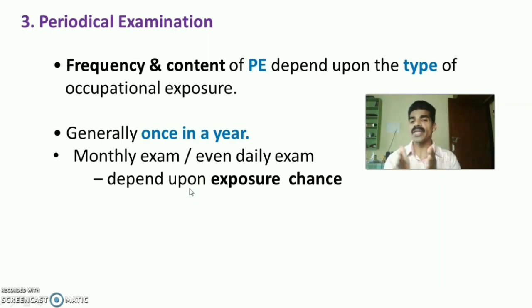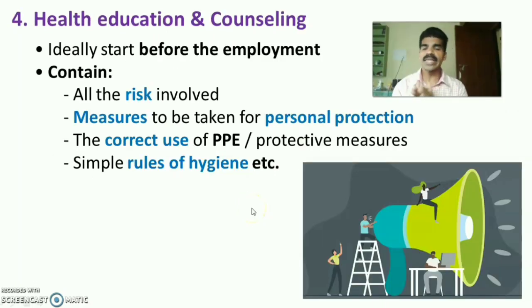Generally, periodical examination is conducted once in a year, but sometimes it may be needed monthly or even daily. That all depends upon the exposure chance in the industry or factory. So it varies according to the exposure chance in the industry and the factory. Fourth measure is health education and counseling. Ideally, health education and counseling also start before the employment.